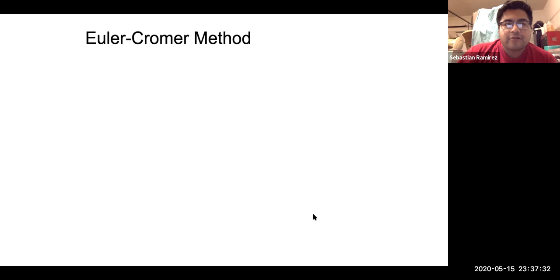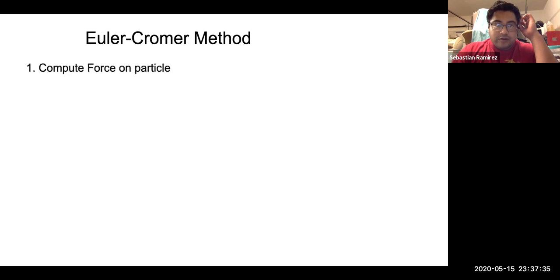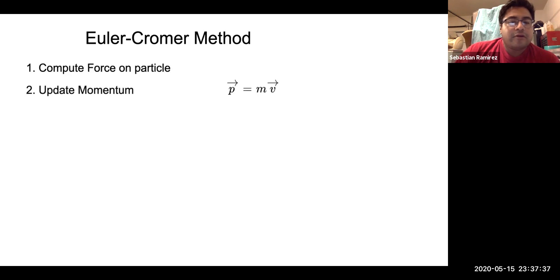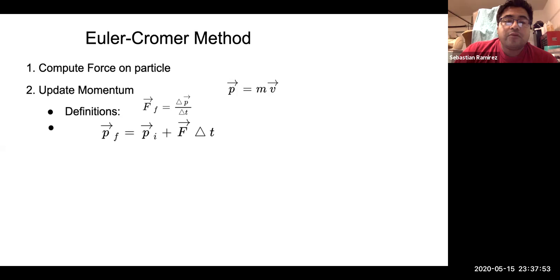The Euler-Kromer method. For integration here, we compute forces on the particle. For momentum, we have momentum equals mass times velocity. The definition is the force of drag equals the change in momentum over the change in time. We have final momentum equals initial momentum plus the force times change in time. One thing to note is that the final velocity equals the momentum divided by the mass.